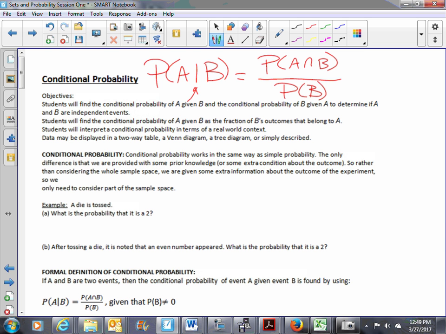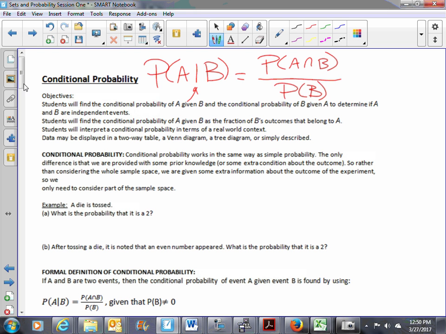Now, I spoke with you some about this last time. When we say given B, in other words, when you're computing a probability, on the bottom you put all of the things that could possibly happen. And if we know B has happened, then the probability of B goes on the bottom, and the probability that they both occur goes on the top. That's a formula you probably should remember. Conditional probability works in the same way as simple probability. The only difference is we're provided with some prior knowledge, knowing that B has occurred, so we use that as the bottom of the fraction.